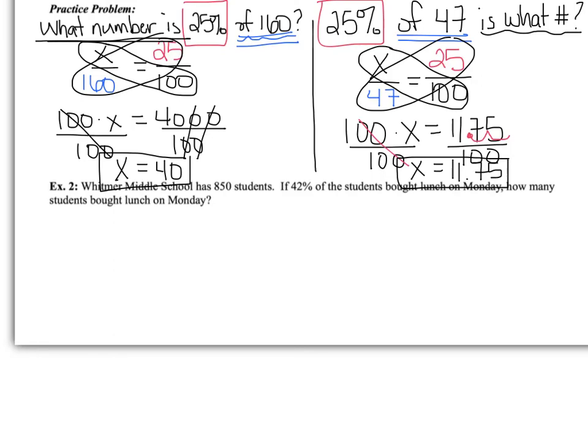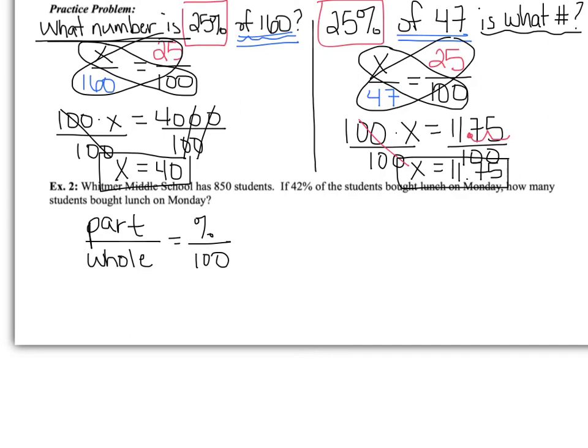Last problem. Whitmer Middle School has 850 students. If 42% of the students bought lunch on Monday, how many students bought lunch on Monday? All right, so you know how we've been emphasizing is over of equals percent out of 100? Well, you also need to know that is over of is part over whole equals percent out of 100.